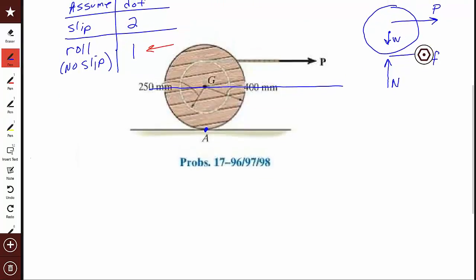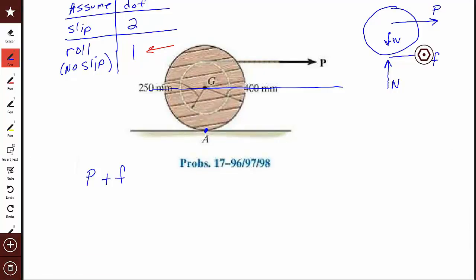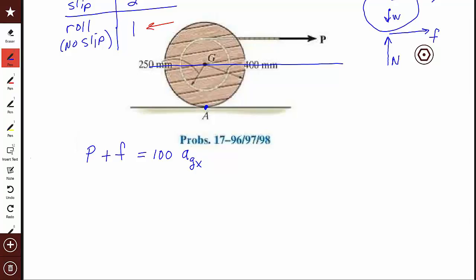So here we go. In the horizontal direction, I have P positive because it's to the right, plus F, I assume, because that's the direction I drew it, so it goes positive to the right. This is equal to the mass, and in this case it's 100 kilograms, times the acceleration of point G in the x direction, just to emphasize that I believe it's going only in the horizontal direction. In this case, I put in plus ma because I believe that the acceleration is going to the right. I'm going to solve for a, so it doesn't really matter which direction it's going.